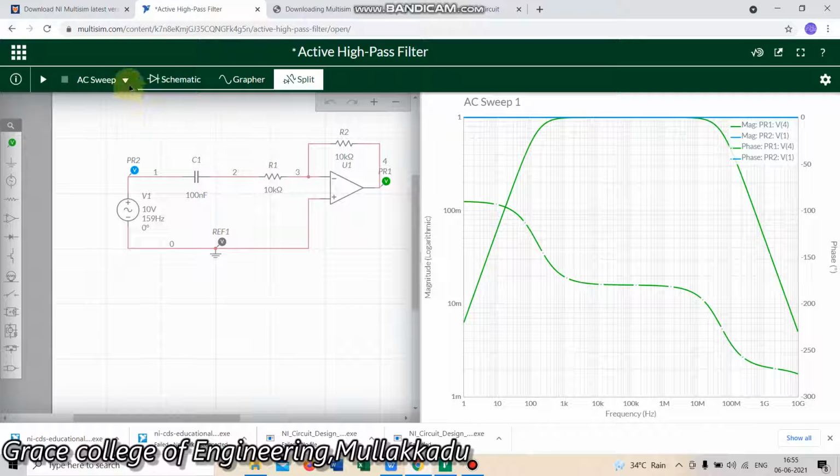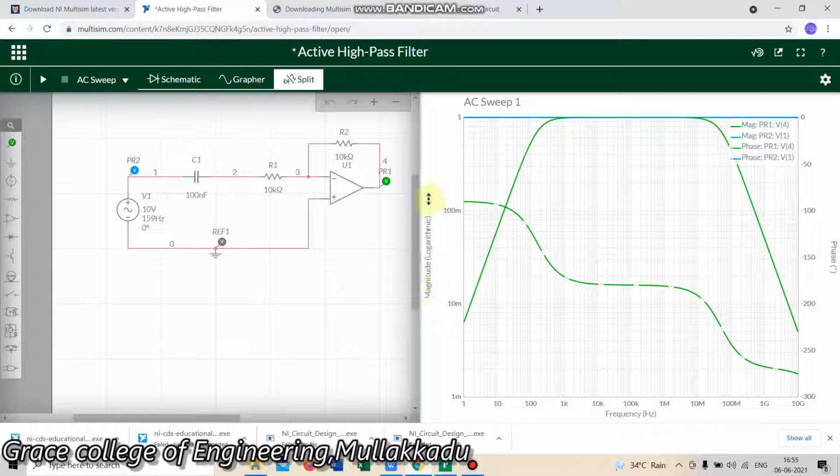You can see the frequency response in this graph. If we simulate, we can see the frequency response, the magnitude as well as the phase angle of the output. Here we have taken the output at terminal V4. The magnitude is green and the corresponding phase is also green. This is the magnitude curve and this is the phase curve. The magnitude is a solid curve and the phase is a dotted line curve.